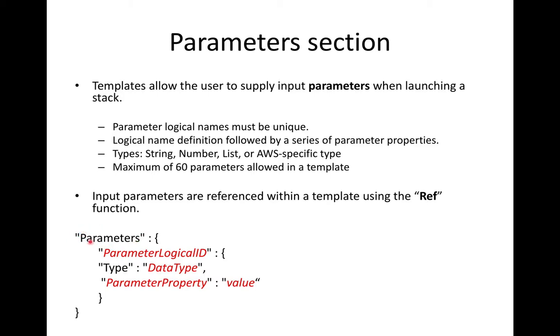It starts with parameters and it defines a parameter object. Each parameter will have a logical ID, a logical name, basically. And then the parameter will be assigned a type, which is a data type, such as a string. And then you might have a set of parameter properties, which are key values. Everything in the red here is something that you would modify within the template.